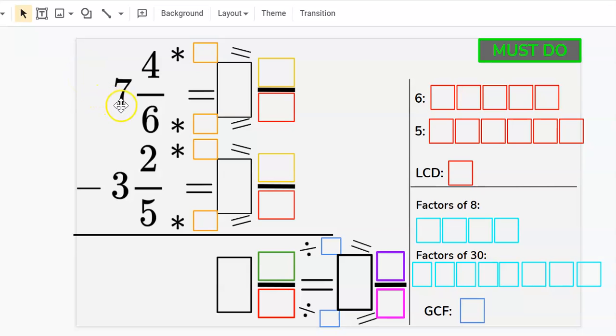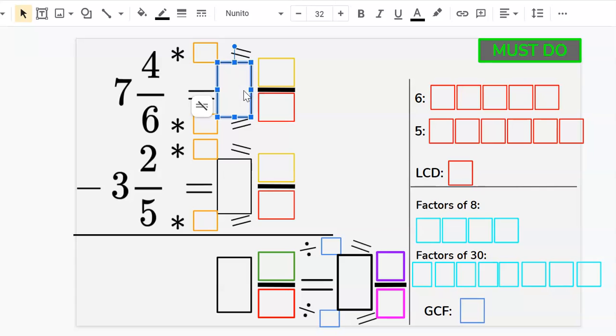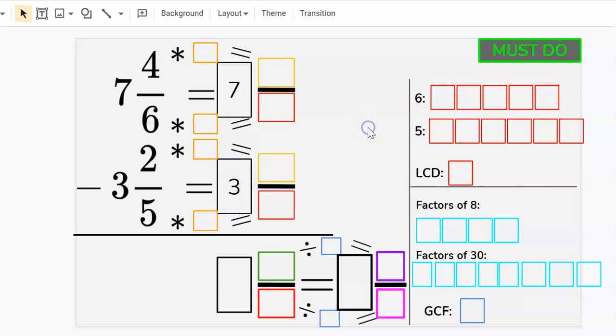To start off right here, I see that I have the mixed number 7 4/6 minus the mixed number 3 2/5. Right away, I notice these are unlike fractions. They don't have the same denominator. So the first thing I'm going to do is make sure that I turn those into like fractions. When I turn them into like fractions, I'm putting my equal sign, and then I'm leaving space for my whole number and my new like fractions. Since I'm leaving space for my whole numbers, I'm going to go ahead and write them right away so that I don't forget them. 7 and 3. Then I'm going to work on finding those like denominators.